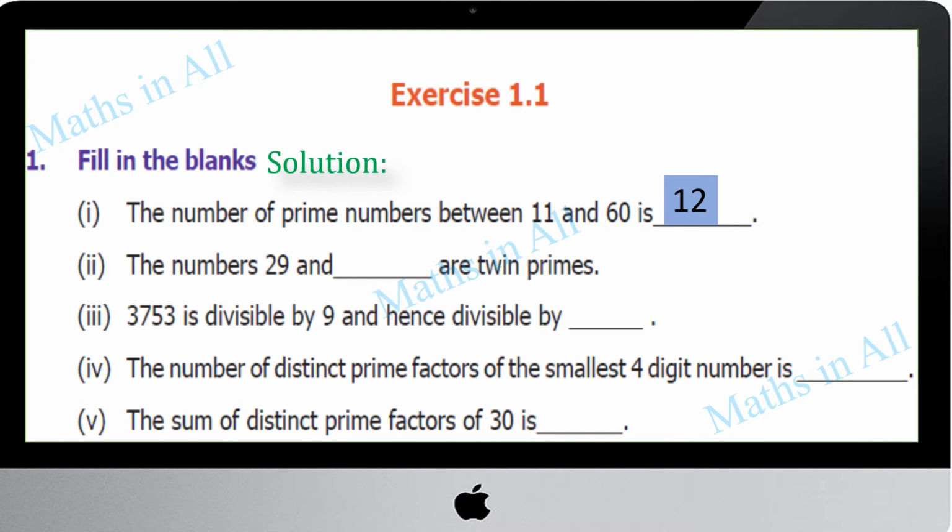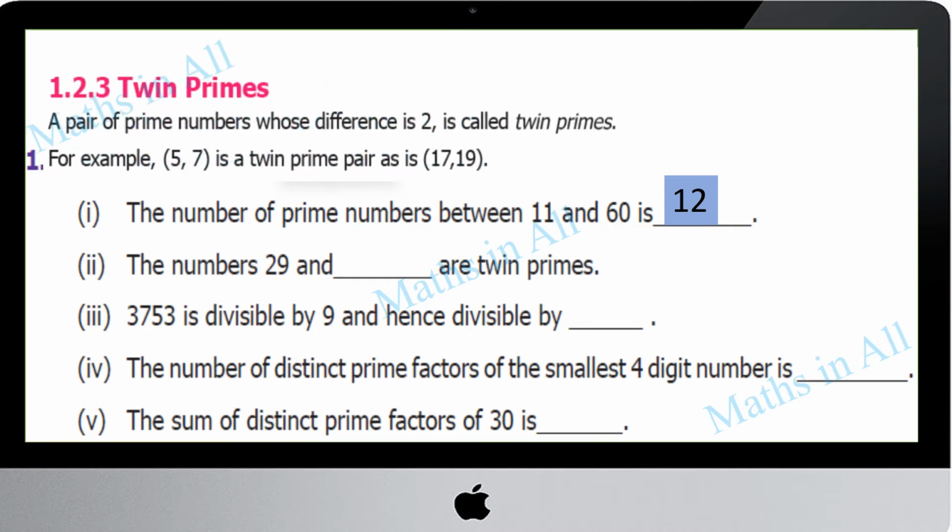Just check it now. Second, the numbers 29 and dash are twin primes. Yes, twins means what? I have explained in the past video itself. Yes, they should be twins. That is, the difference between the two prime numbers must be 2. Clear? This is what we have learnt already. So if we add 2 to 29, we can find the answer, isn't it? Okay. 31 is the correct answer.